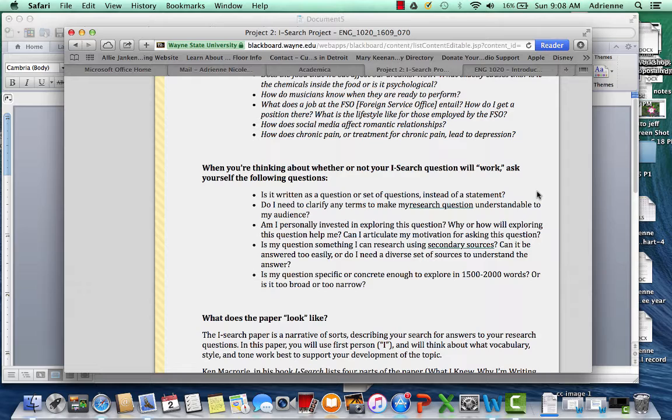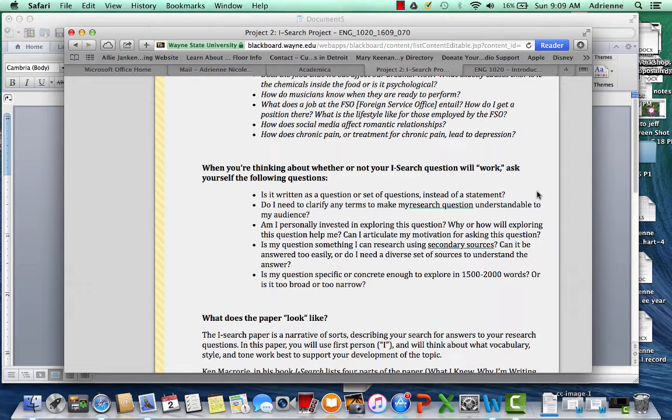Are you personally invested in exploring the question? Why or how will exploring that question help you? Can you articulate your motivation for asking that question? That articulation of motivation is going to be important in your introduction draft. And if you can't explain why you want to know, then it's probably not the best question.